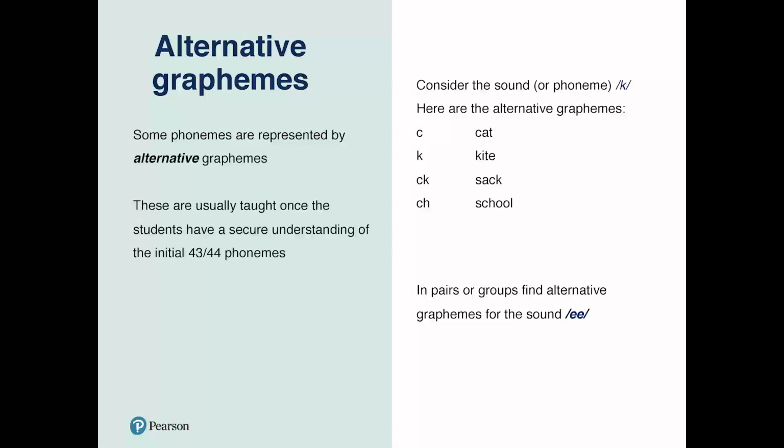We can spell it with a C as in cat, with a K as in kite, with a CK as in sack, and with a CH as in school. Those are different ways to spell that sound. Could you just think for a moment about alternative graphemes for this sound, E?